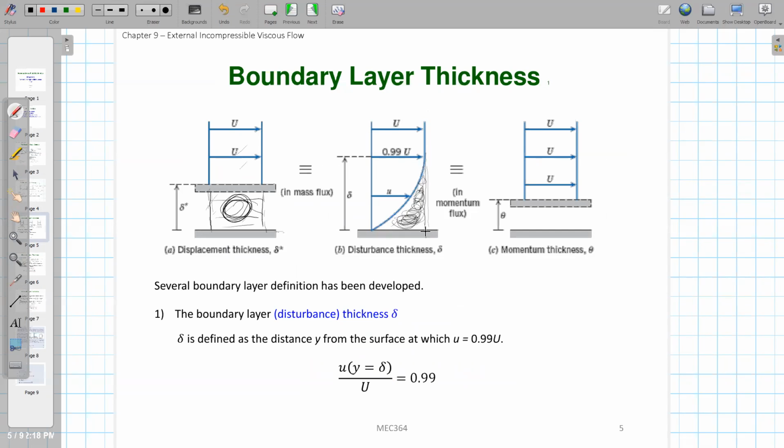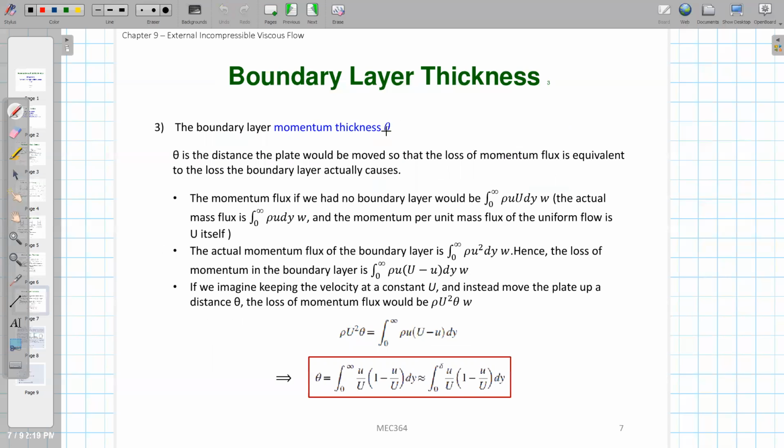Now, the same thing, right? If we do not view this problem from the mass flow rate point of view, and instead try to view it from the point of view of the momentum equation, because this u is smaller than large U, we also lose momentum here. Right? So it looks like with this boundary layer, we can also move this plate up by another distance theta, so that the loss of momentum in this region will be equal to the same momentum you lose. Okay, so this theta we call the momentum thickness.